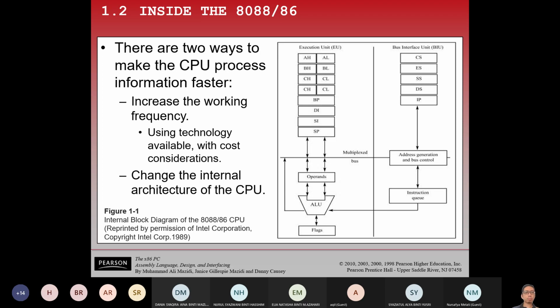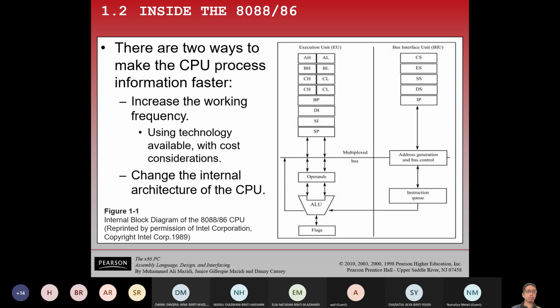All right, so from last Thursday, we already discussed a little bit about the history of the 86 microprocessor. And then today, we're going to learn what is inside those microprocessors.